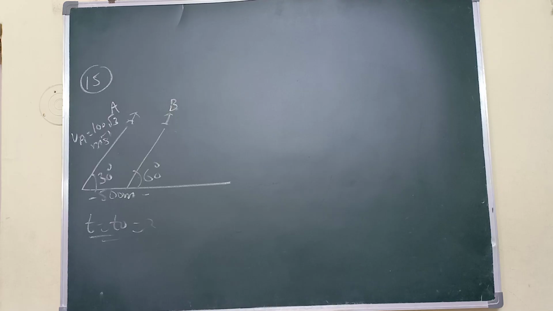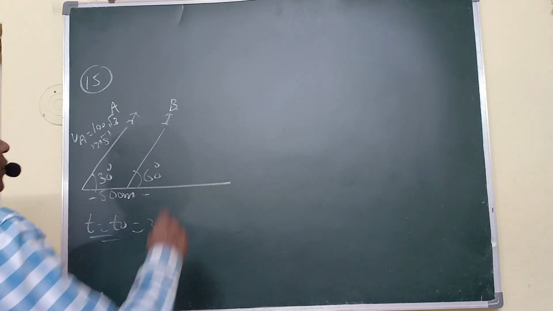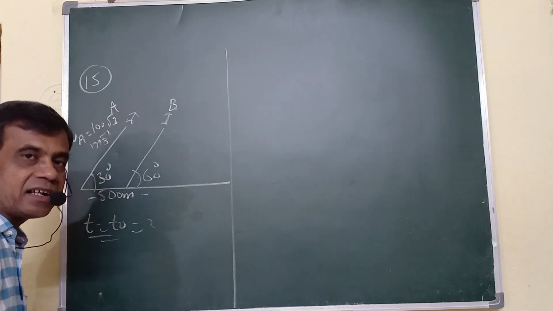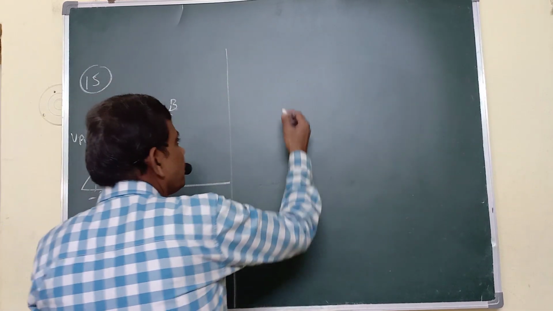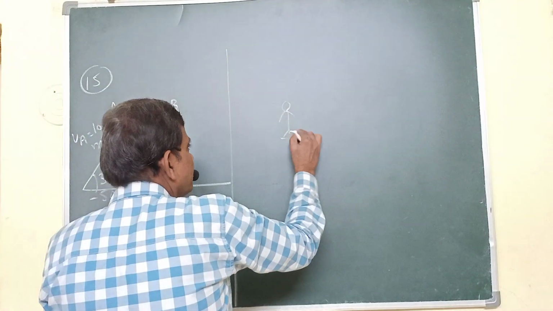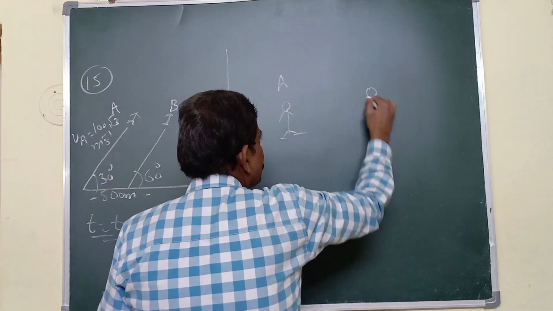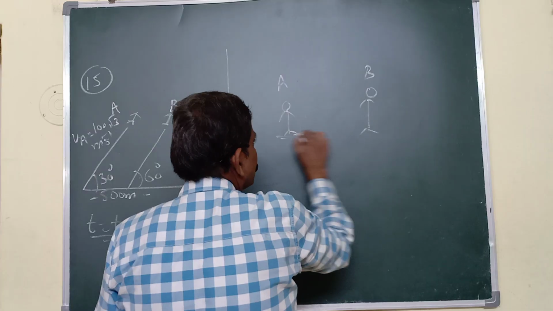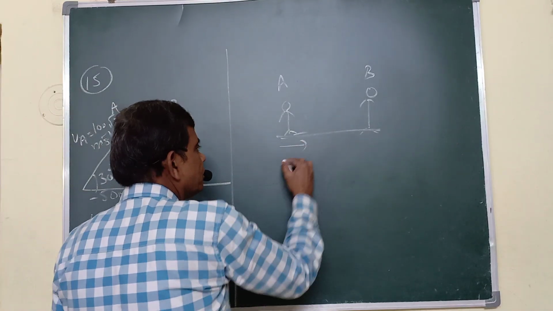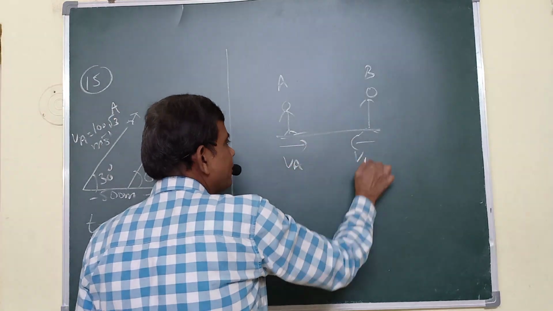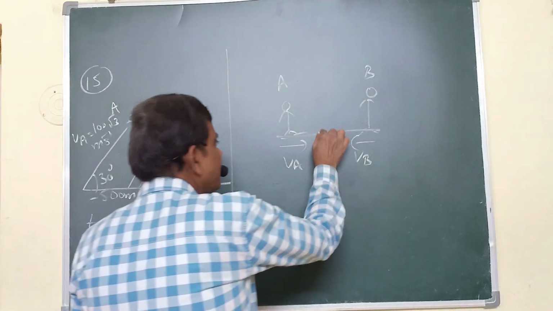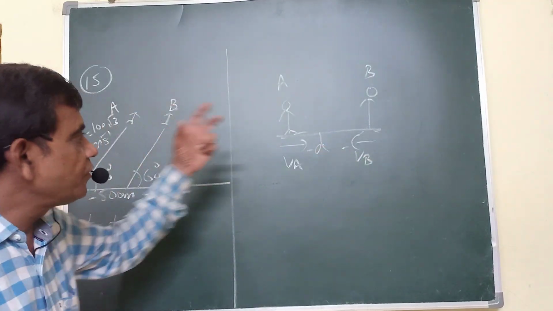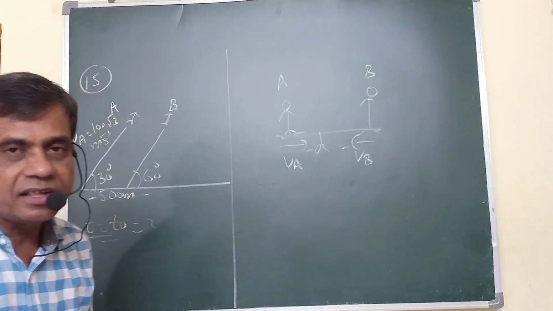Here the A plane is moving, and in the A plane one observer is observing the B plane. Before going to this, first let us take what the relative concept is. For example, this is one A man and this is one B man. These two are moving with VA velocity and VB velocity. This distance I am taking as D. After which time these two are meeting, that is called the relative concept.